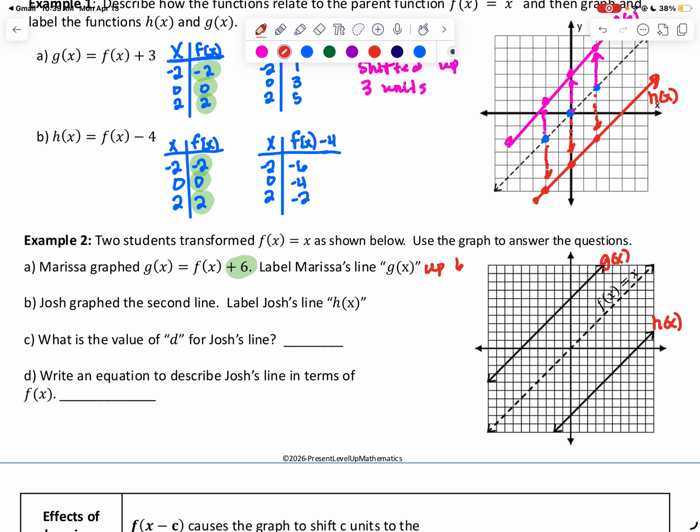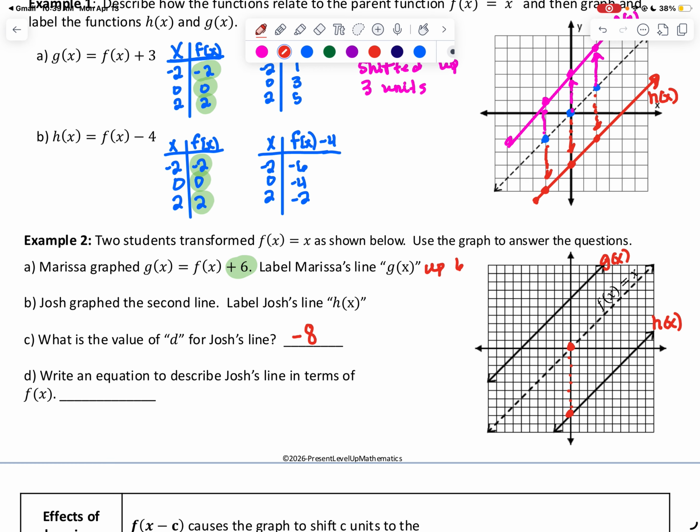So what is the value of d? In other words, how many units did that graph shift down? So if I compare the y-intercept of my parent function is at 0, 0. How many did this move down the y-axis? So 1, 2, 3, 4, 5, 6, 7, 8. It moved down 8 units, which means the value of d is -8.